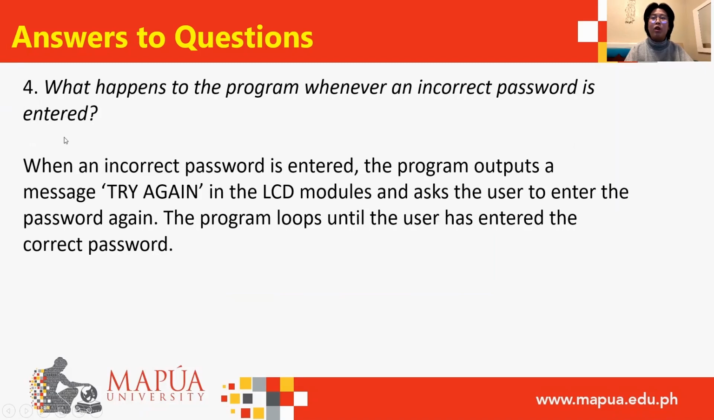Question number 4. What happens to the program whenever an incorrect password is entered? When an incorrect password is entered, the program outputs the message "Try Again" in the LCD module and asks the user to enter the password again. The program loops until the user has entered the correct password.